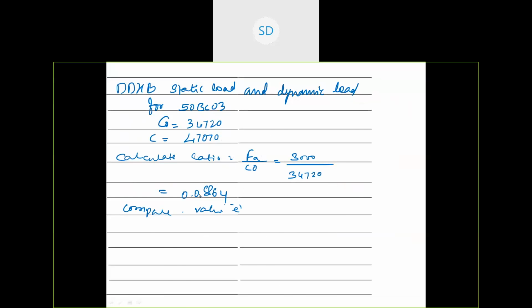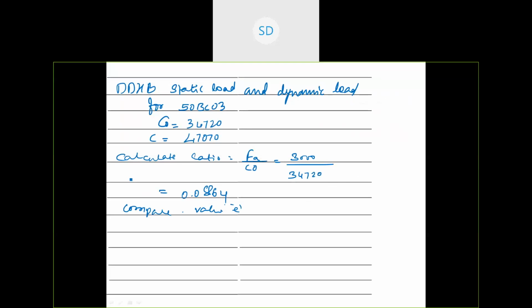0.084 is there. Okay. So let us go for 0.084. Otherwise, you need to go for the interpolation method to get the values of x, y here. Now x is constant for every value of FA by C naught. Either it may be 1 or it may be 0.56. But to get the value of y, you can go for the interpolation method. Let us go for 0.084. Okay. If you compare, again it is greater than.